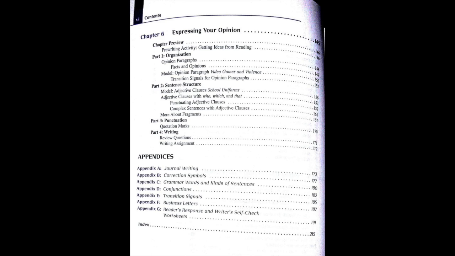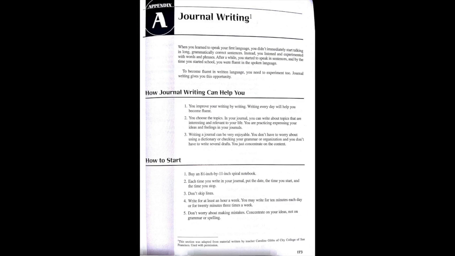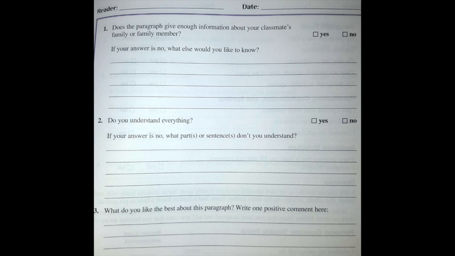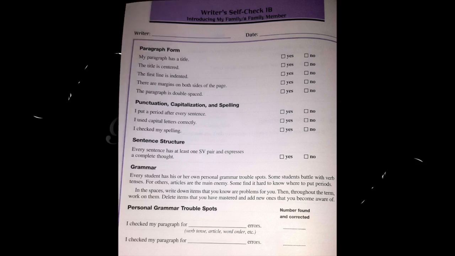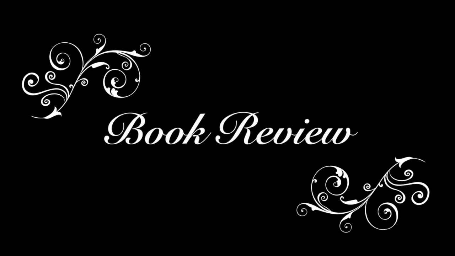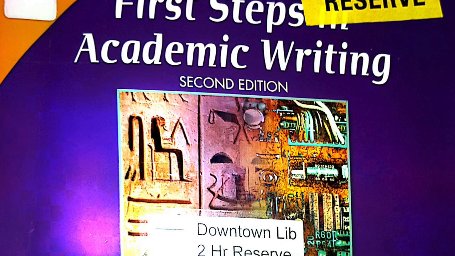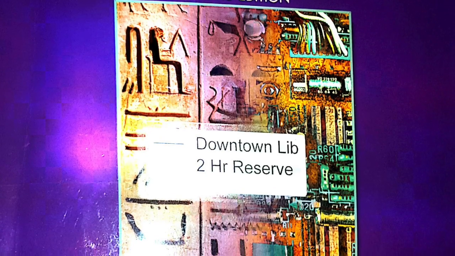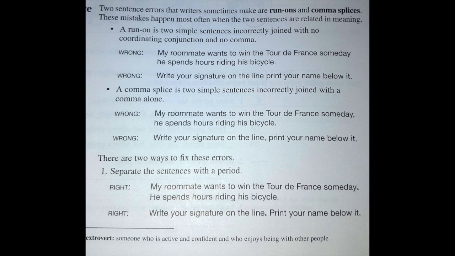At the end of the book, there are several appendixes that students are to use throughout the chapters, including information about journal writing, correction symbols guide, the rules learned throughout the book, and reader response and self-check worksheets tailored to each chapter. First Steps in Academic Writing provides a mixed process and product approach, suggesting 4 steps in the writing process: pre-write, first draft, edit, and final copy. This approach will provide a clear and concise process for teaching writing and helping students gain an understanding of the writing process.